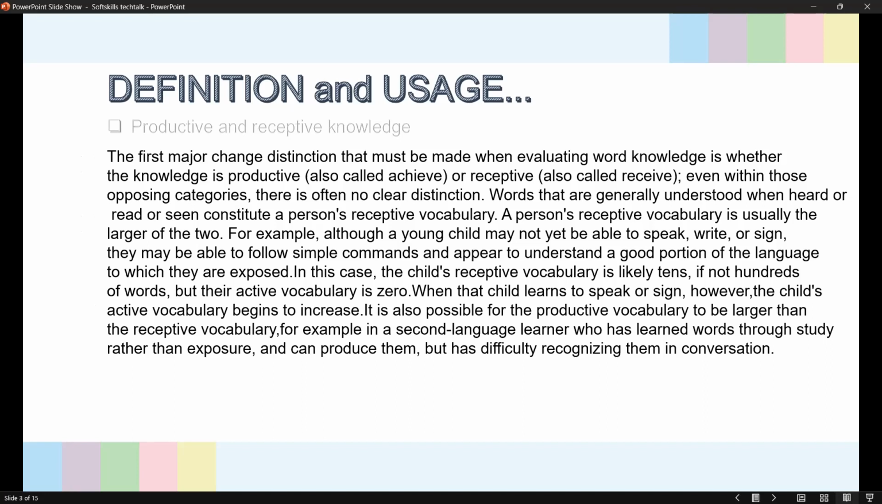For example, although a young child may not yet be able to speak, write, or sign, they may be able to follow simple commands and appear to understand a good portion of the language to which they are exposed. In this case, the child's receptive vocabulary is likely tens, if not hundreds, of words, but their active vocabulary is zero. When the child learns to speak or sign, however, the child's active vocabulary begins to increase. It is also possible for the productive vocabulary to be larger than the receptive vocabulary. For example, in a second language learner who has learned words through study rather than exposure and can produce them but has difficulty recognizing them in conversation.